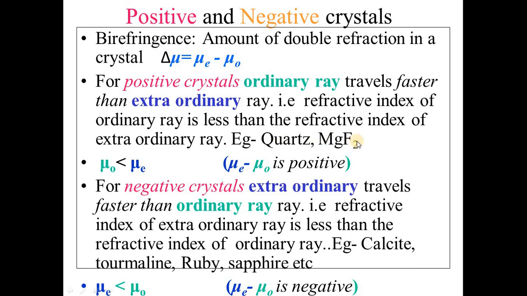Next we are moving to the negative crystal. Here it is the reverse of the other. The extraordinary ray travels faster, which means the refractive index of the extraordinary ray is smaller. So the quantity mu e minus mu o becomes negative. Examples are ruby, sapphire, etc. Mu e is less than mu o. This is the basic difference between positive and negative crystals.